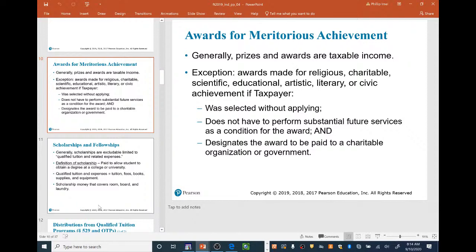Okay, let's talk a little bit about awards for meritorious achievement. I know I always twist that word up, so I apologize about that.